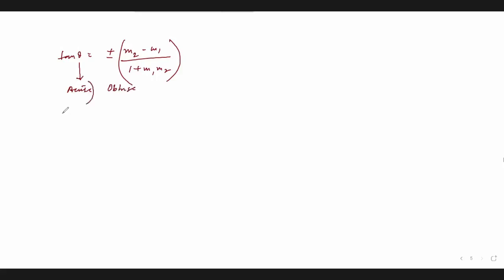So if the value is coming positive, then it will be an acute angle. If the value is coming negative, then it's an obtuse angle. So this value is for tan theta. So now what will be the value for theta? Theta will become tan inverse of the bracket plus minus m2 minus m1 divided by 1 plus m1 into m2. So this way we can calculate theta.